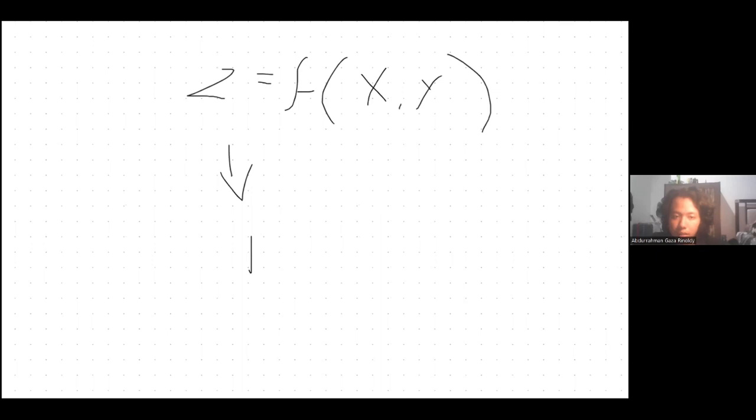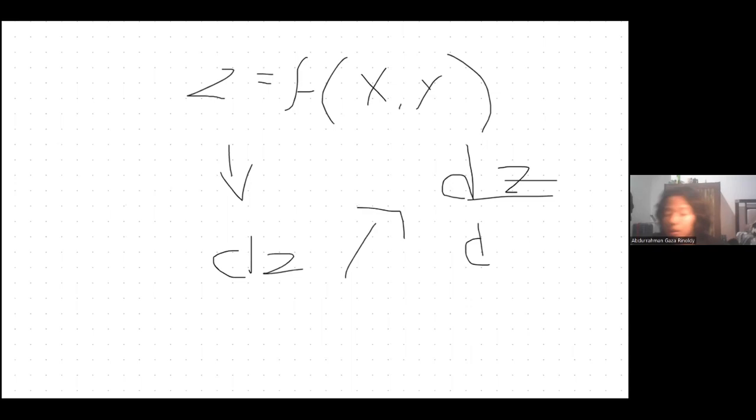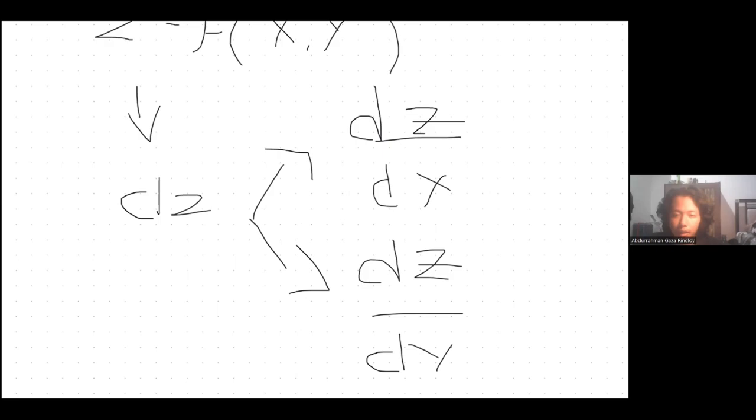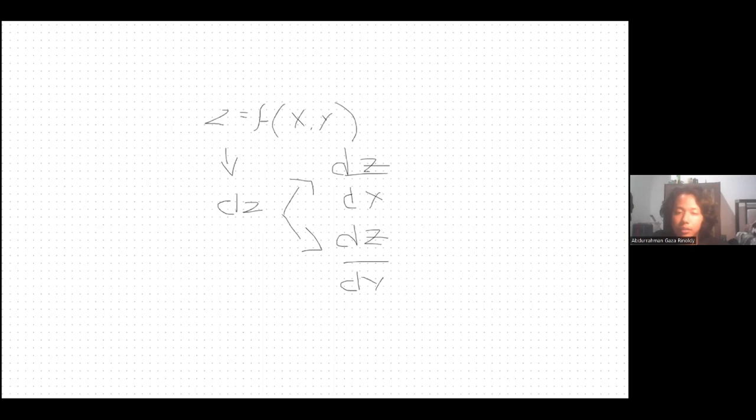Z from x, y. Regularly, when we do differential, we just do it like this. Differential dz, we just do it like this. And because we have two variables, we need to do it one by one. So we use partial differential. We write this, because we cannot mix it. There are two different variables, so we cannot just mix it. In mathematics, I learned we need to do it separately.